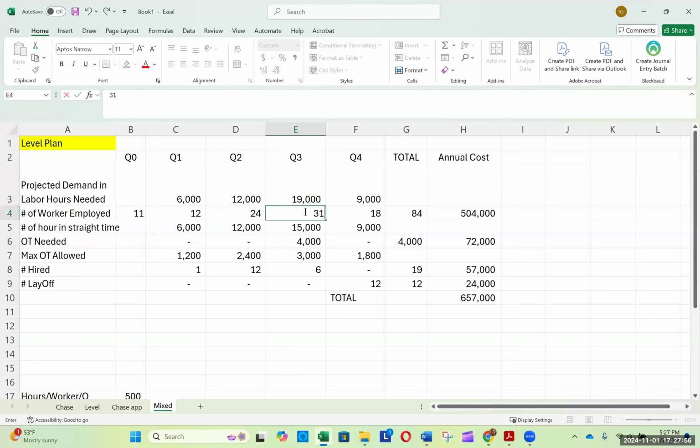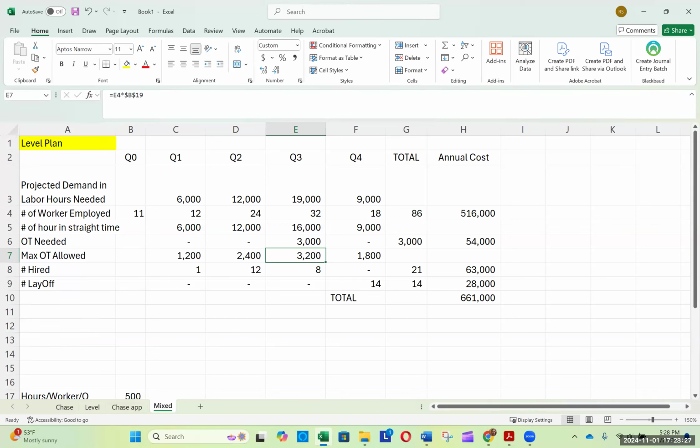Let's see, 31. I'm still off. You need 3,500 hours and you are only allowed 3,100. So even 31 won't work. How about 32? With 32, you need 3,000 hours. You are allowed 3,200 overtime. Other places, you are all good. Hey, I found a slightly better plan.